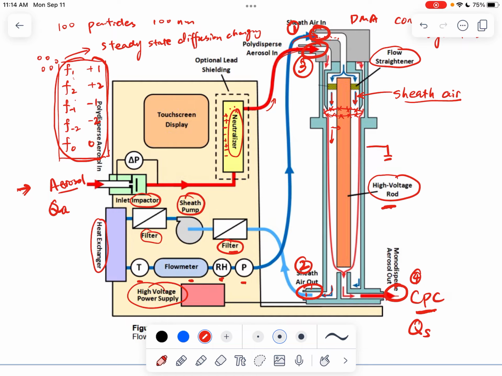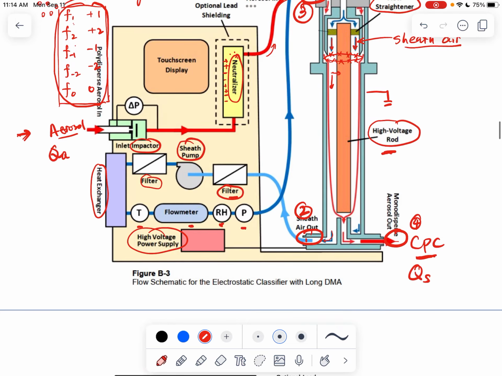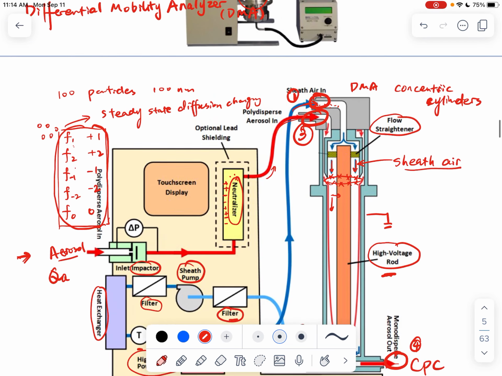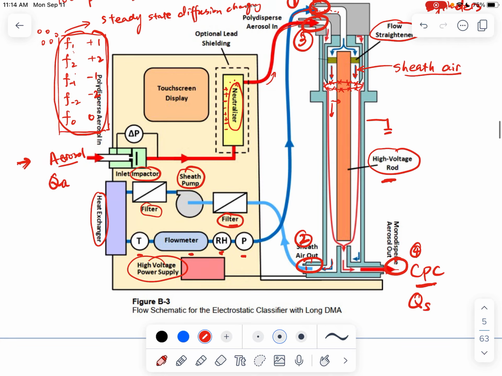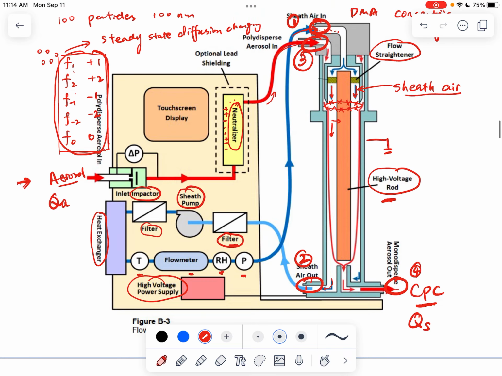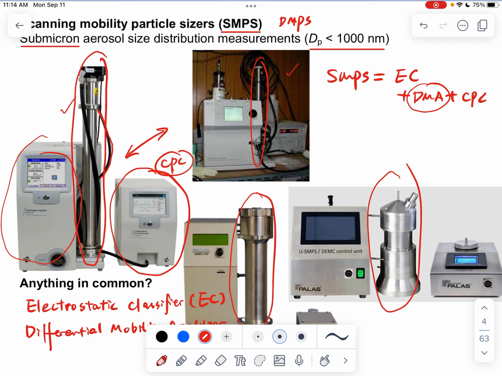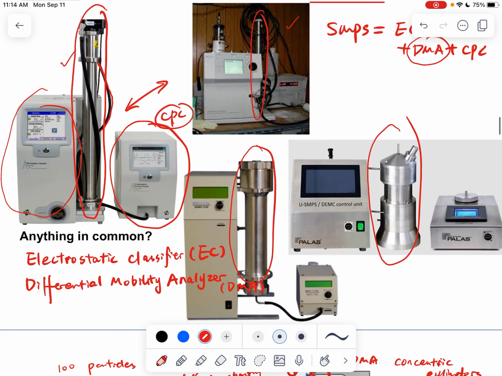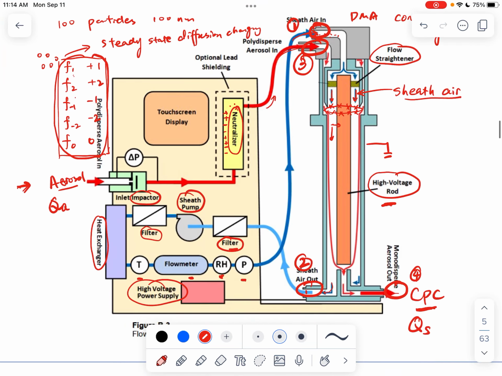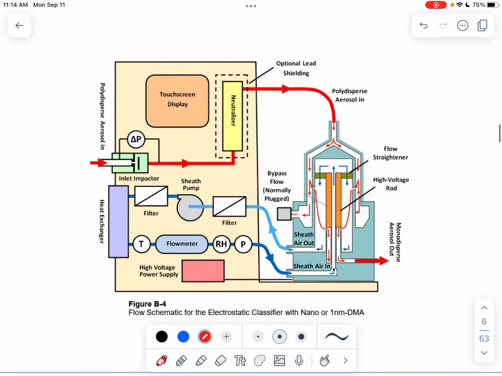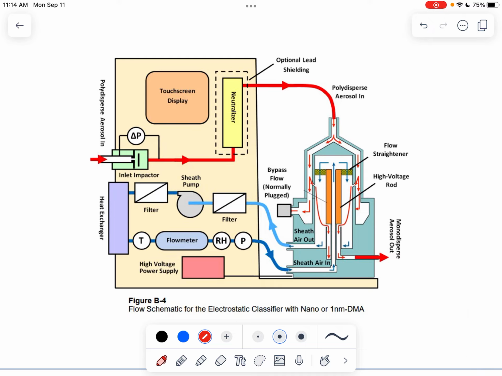So this is how the flow diagram or the flow system works. And also you can see here we have the high voltage power supply to provide voltage to the inner electrode so that you can control the voltage that's being applied onto the DMA. So this is showing the schematic diagram of an SMPS system using a classifier and a long DMA. The long DMA is, as the name means, relatively long in dimension, and I would say it's close to maybe half a meter, or around maybe 40 centimeters.